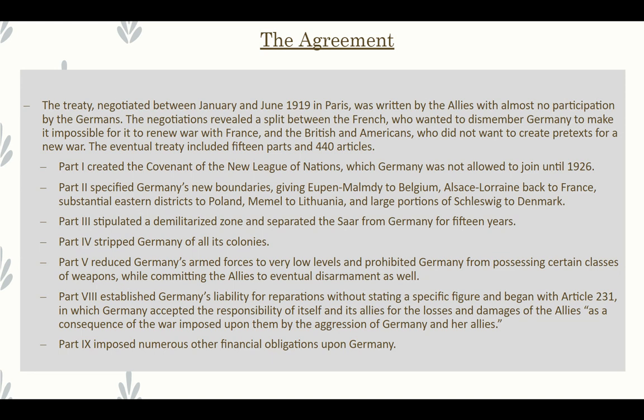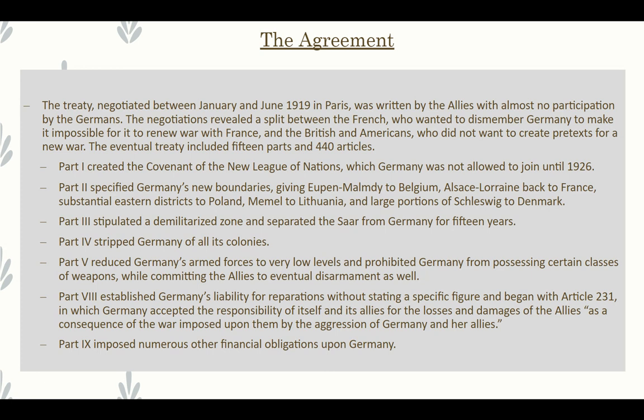So the treaty that was negotiated between January and June 1919 in Paris was written by the Allies with no participation by the Germans. The negotiations revealed a split between the French, who essentially wanted to destroy Germany, their economy and their military, and the British and the Americans, who didn't want to create any pretext for a new war. The eventual treaty included 15 parts and 440 articles. We're going to look at some of them today.